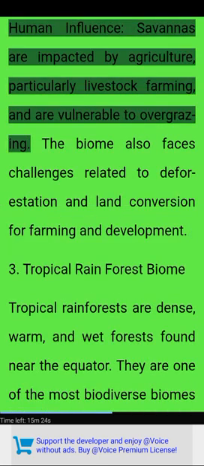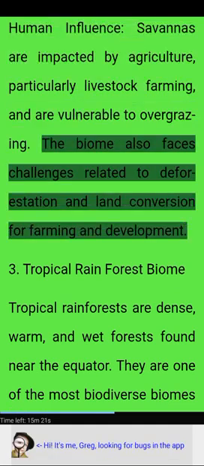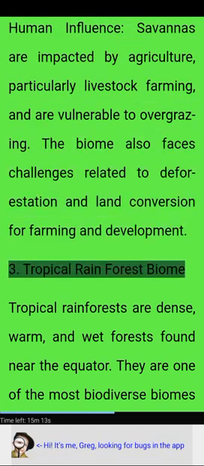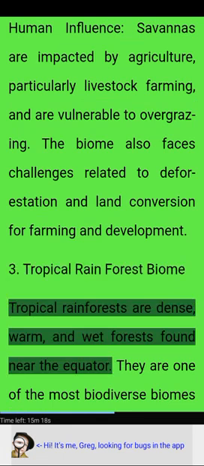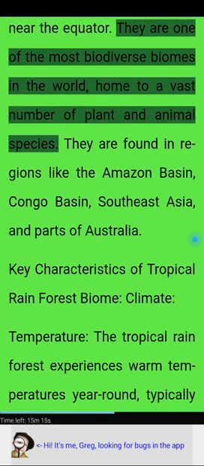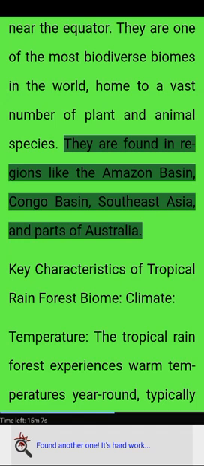Human influence. Savannas are impacted by agriculture, particularly livestock farming, and are vulnerable to overgrazing. The biome also faces challenges related to deforestation and land conversion for farming and development. 3. Tropical rainforest biome. Tropical rainforests are dense, warm, and wet forests found near the equator. They are one of the most biodiverse biomes in the world, home to a vast number of plant and animal species. They are found in regions like the Amazon basin, Congo basin, Southeast Asia, and parts of Australia.